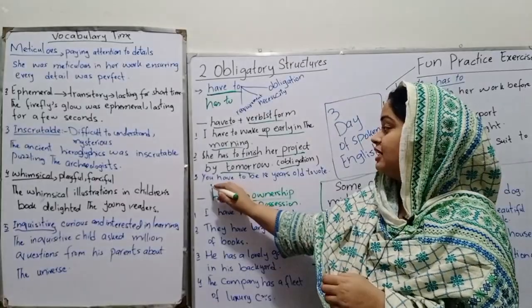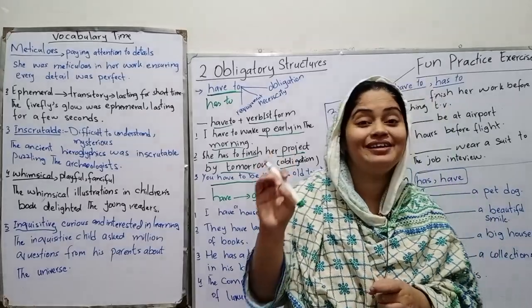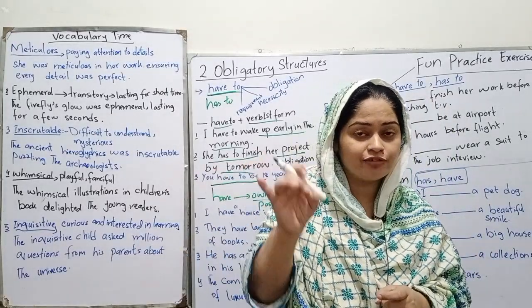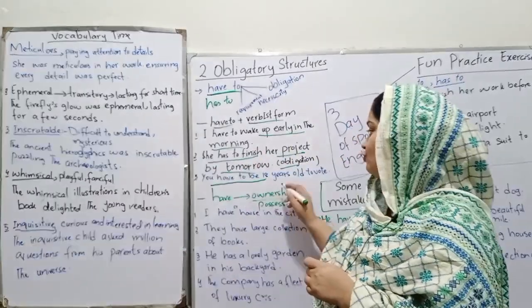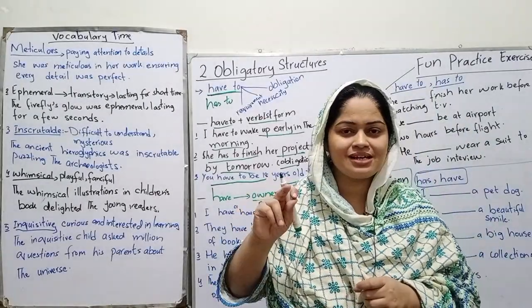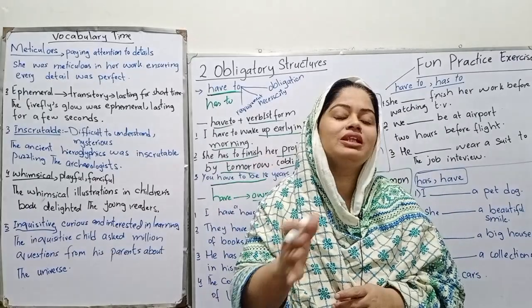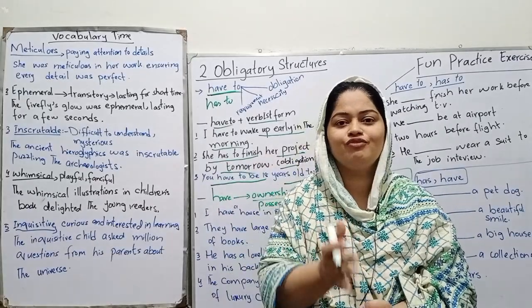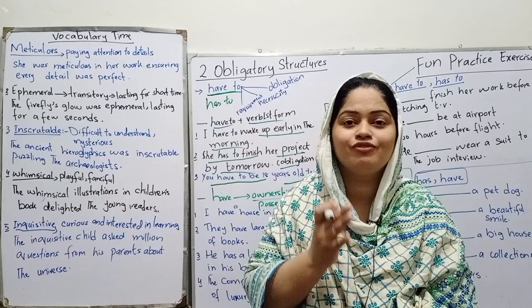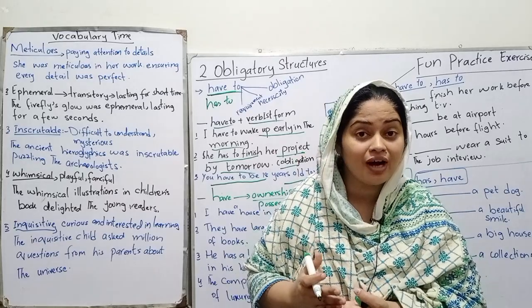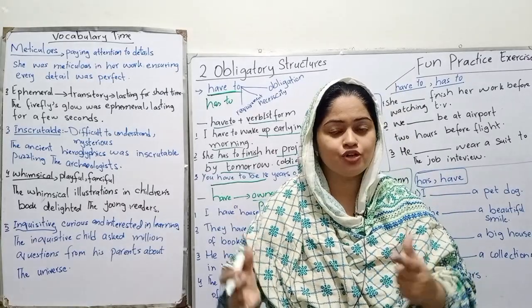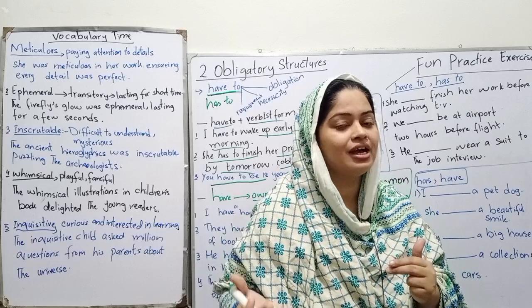The third example is, you have to be 18 years old to vote. It means that it's a requirement. You have to fulfill the requirement, you have to fulfill the necessity, you have to fulfill this obligation to vote. Now you are understanding what I am trying to say.